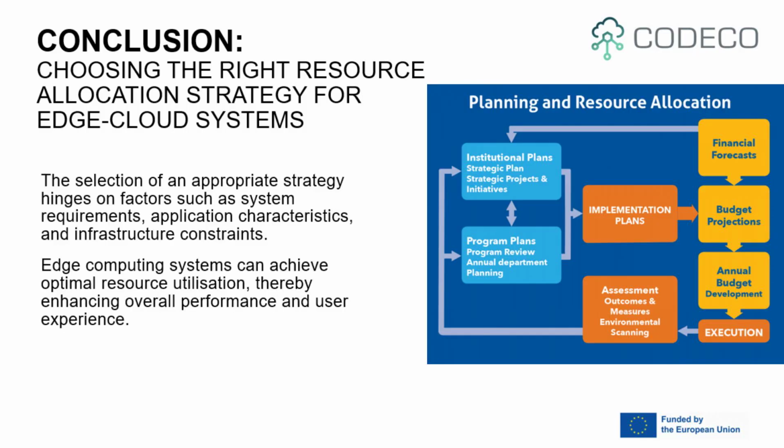In this tutorial, we explored different resource allocation strategies in the context of edge cloud resource orchestration. Each strategy has its own strengths and weaknesses, and the choice of strategy depends on various factors, such as system requirements, application characteristics, and infrastructure constraints. Based on these strategies, edge computing systems can achieve efficient and effective resource utilization, leading to improved performance and user experience.